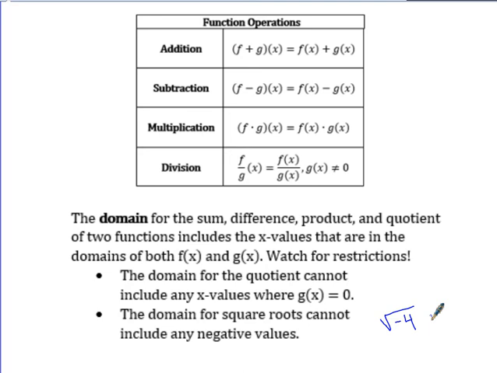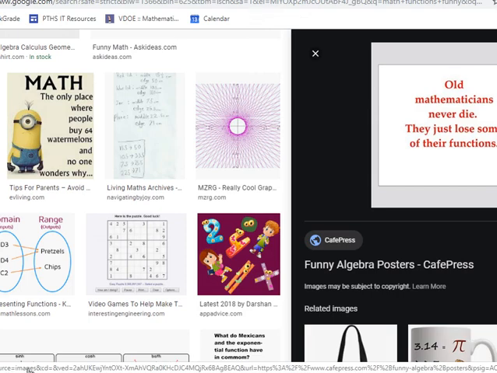The second place that there might be a restriction is anytime we have a fraction. Remember that the bottom of a fraction, the denominator, cannot be 0, because if I have something over 0, that is undefined. We can't divide by 0. So I'll show you a couple examples.